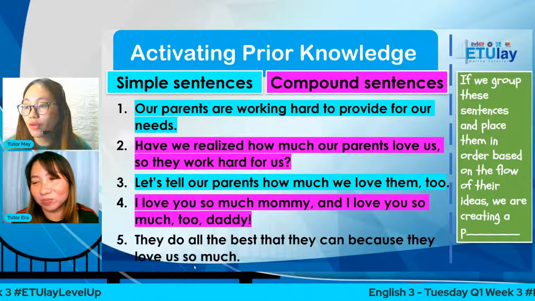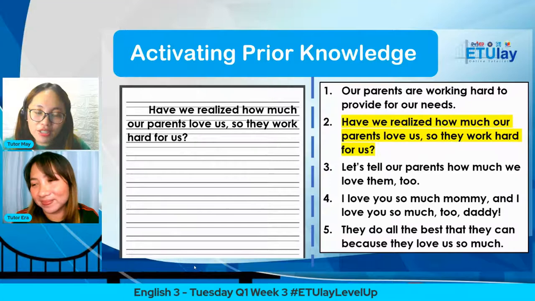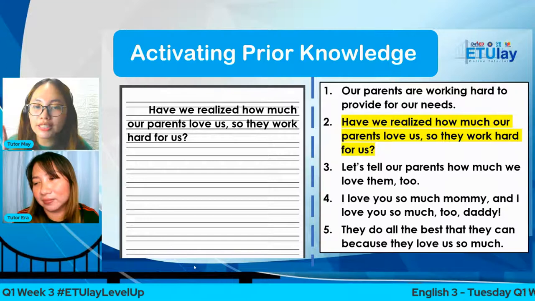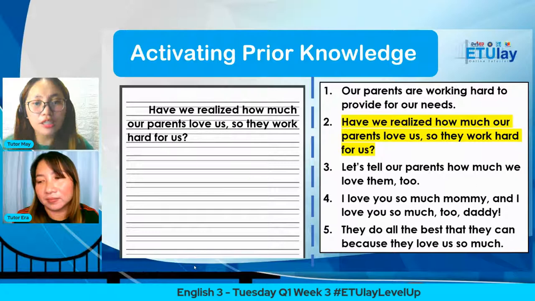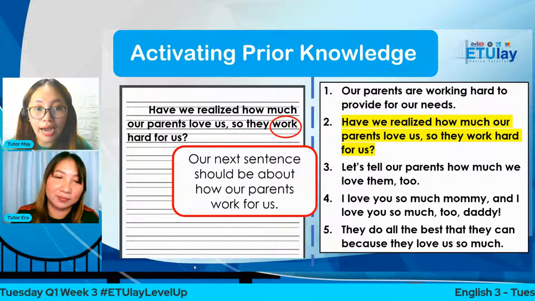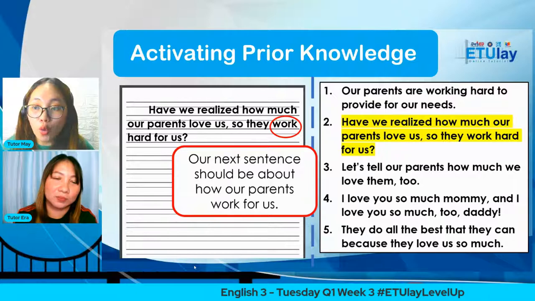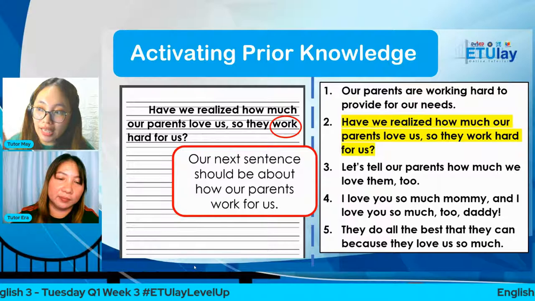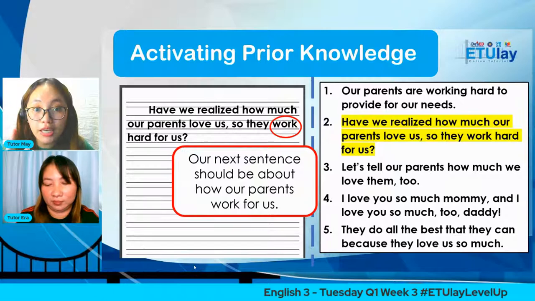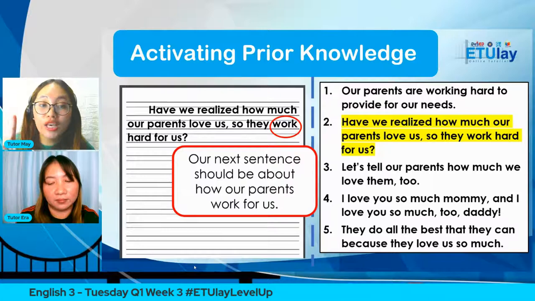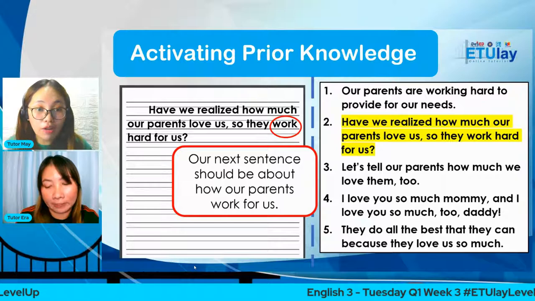Now, let's see, okay? Let's have the 5 sentences that we had a while ago. And we started with this sentence. Have we realized how much our parents love us so they work hard for us? Teacher, what is the next sentence? Our next sentence should be about how our parents work for us. Can you tell me, learners, which sentence in our list should be the next sentence? Is it 1, 3, 4, or 5? Can you tell me? Again, our first sentence tells us how much our parents love us, so they work hard for us.